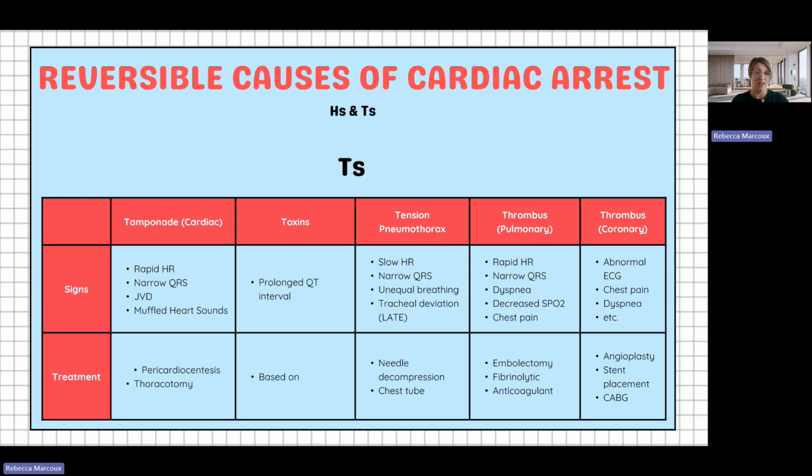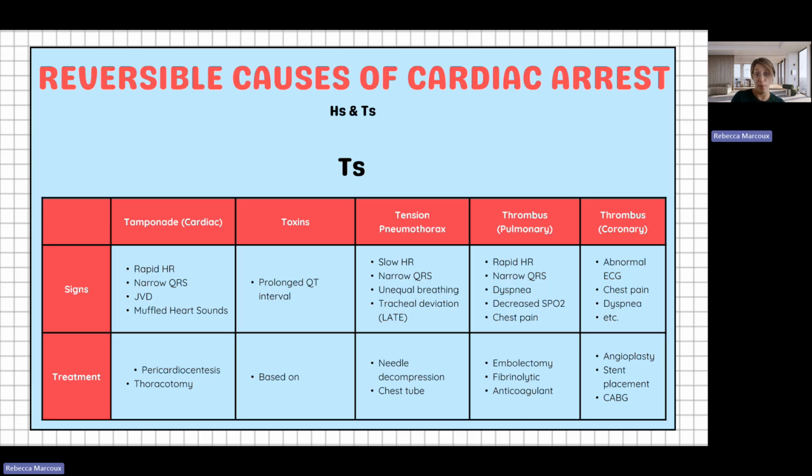So if you can imagine, if we have so much pressure in one lung that it's pushing everything over, it puts too much pressure on our heart to function properly. So we really need to remove that pressure. So we need this to be treated with a needle decompression or a chest tube insertion. The next thing we want to think about is our thrombus.